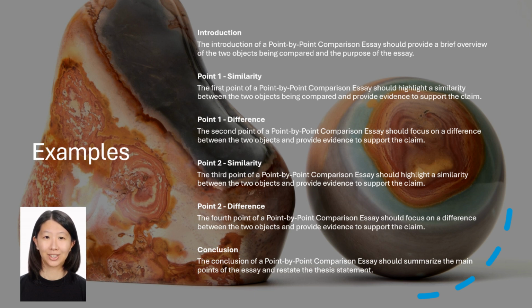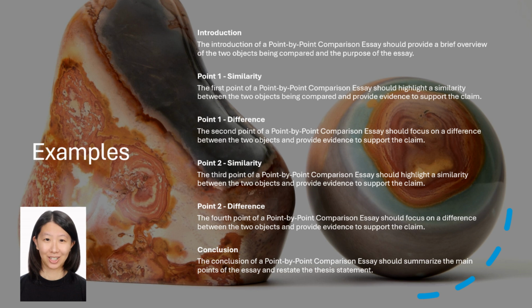4. Point 2. Similarity. Move on to a second similarity. You could write about how both fruits are commonly consumed as healthy snacks and are widely available throughout the year. 5. Point 2. Difference. In the following paragraph, elaborate on another difference. For instance, apples are typically consumed raw or cooked, while oranges are often peeled and eaten fresh.